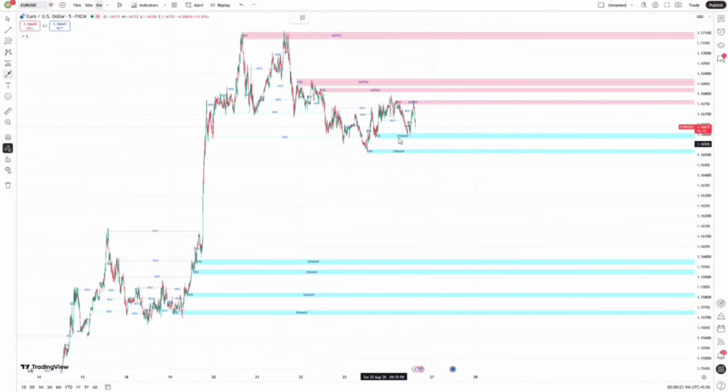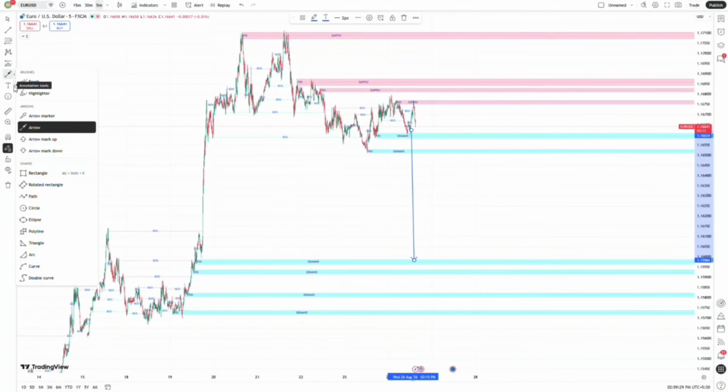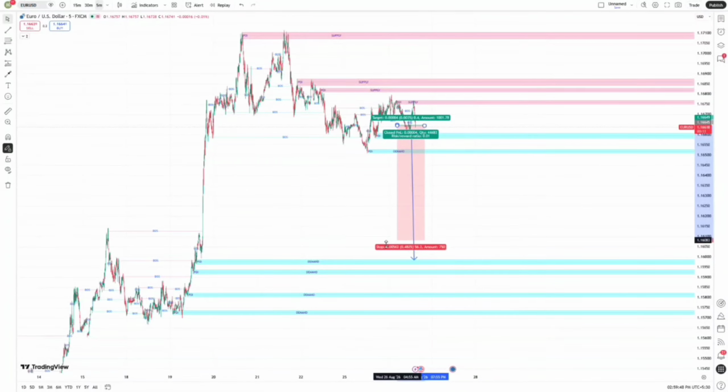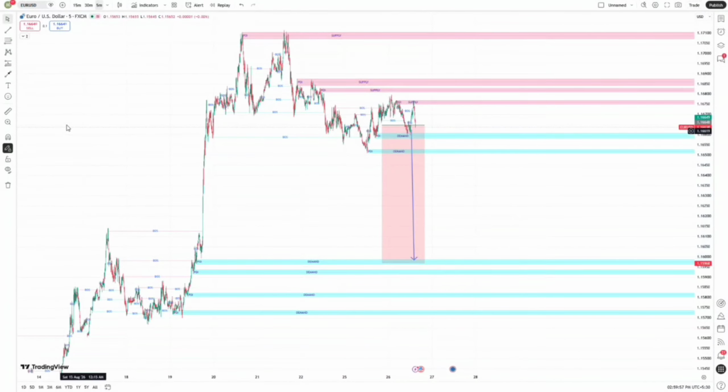So now let's understand what the inversion fair value gap, IFVG, actually is. Listen very carefully. When a standard fair value gap is broken or pierced through by the market with strong momentum in the opposite direction, that old FVG completely changes its character or properties. And this transformed version is called the inversion fair value gap, or IFVG.